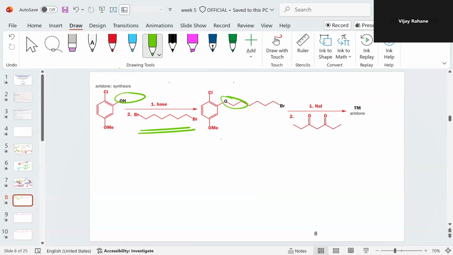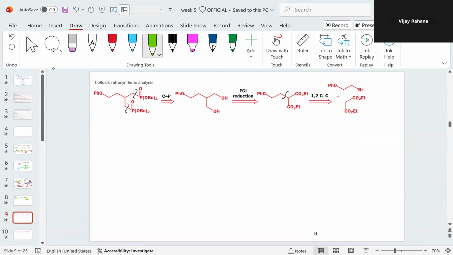This hydroxy group in place of base from the O negative, and then for the attack on this center further in the second step. These hydrogens attached on these can be substituted with this addition of the base, and what we called this 1,3 diketone, and we get our target molecule.